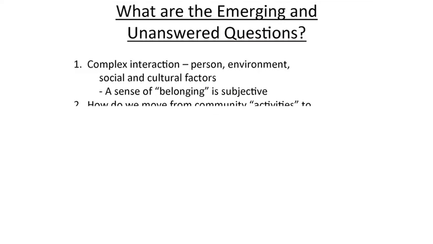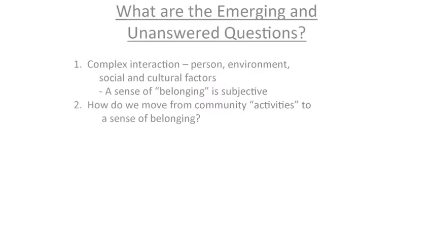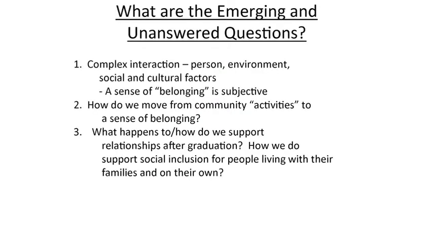The second thing is, how do we move from community activities to a sense of belonging? What's really successful in promoting that? As more students graduate from inclusive school settings, what happens, and how do we support relationships after graduation? There's not a lot about what that transition is and continuing that. Most of the studies have been done in residential settings, but we know the vast majority of people with disabilities live with their families, or they live on their own. So how do we support social inclusion for people who are living with their families or on their own?